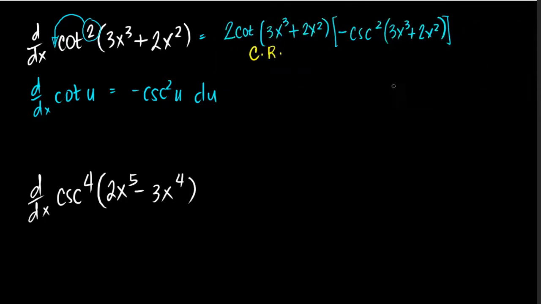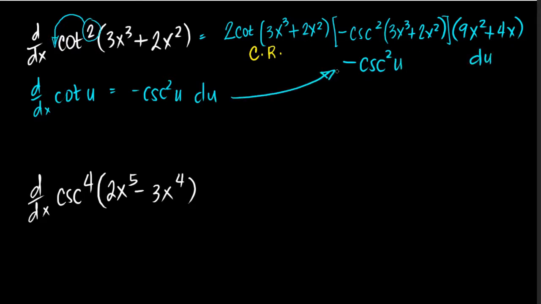There you go. And the derivative is 9x squared plus 4x. Okay. So, chain rule again. And then we have here negative cosecant squared u, and then du. That's it, right? Once again, just use chain rule if you see exponents on top of your trigonometric function or identity.